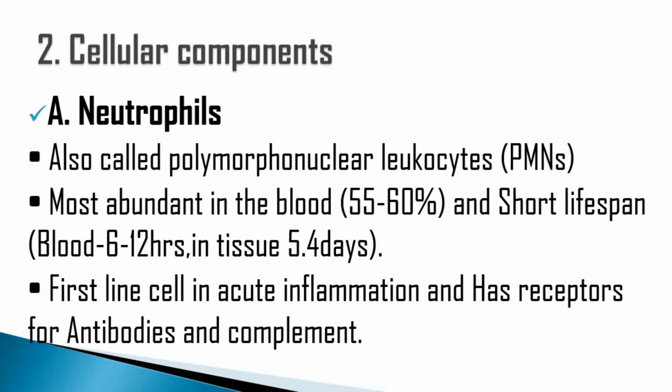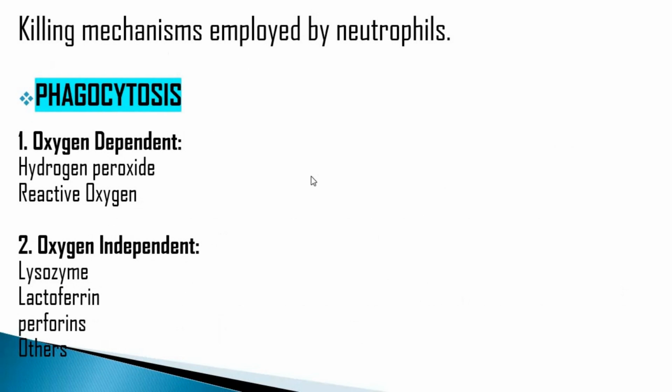Now, how do neutrophils work? Neutrophils work by a process called phagocytosis. This is very important. That's why I highlighted it here. They work through a process called phagocytosis. So phagocytosis is a process where the neutrophil is going to internalize a bacteria and kill that bacteria.